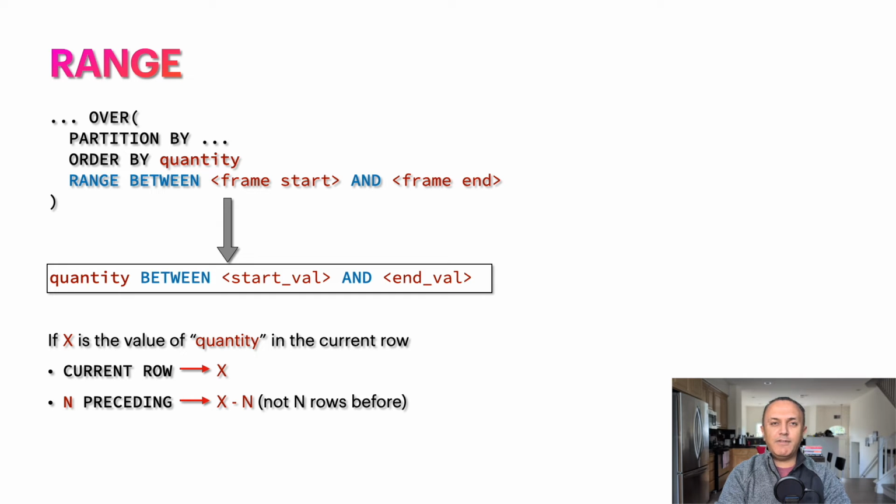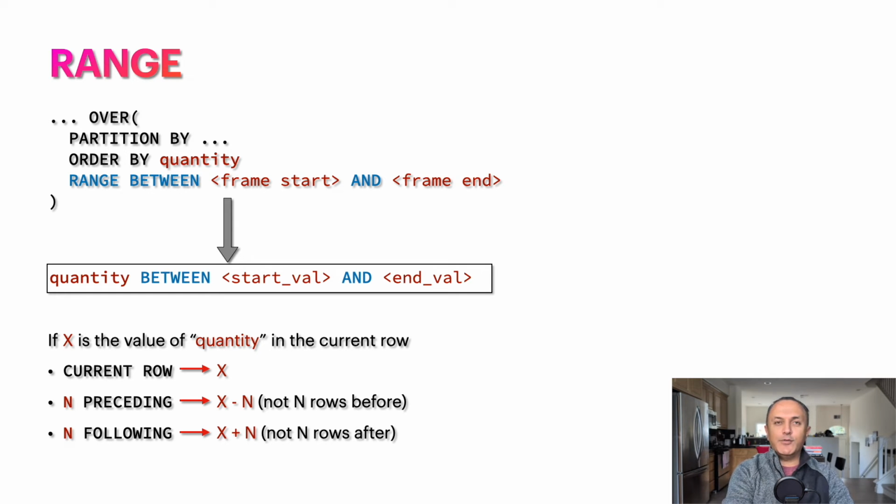So 50 here doesn't mean 50 rows. It says where the quantity is 50 before the current quantity, which is 500. So 50 before 500 is 450. So basically we're saying that the frame starts at 450 and ends at 500. So any rows that have quantity within that range are in the frame. Does that make sense? I hope so.